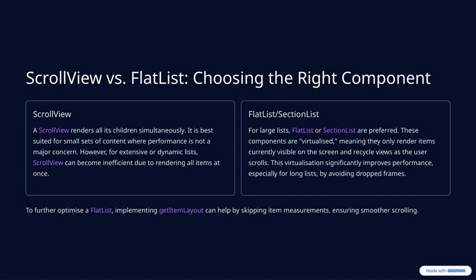This virtualization is a game changer for performance, especially with long lists, because it prevents dropped frames and lag. Additionally, to make FlatList even more efficient, you can implement getItemLayout. This helps by skipping unnecessary item measurements, leading to even smoother scrolling experiences.